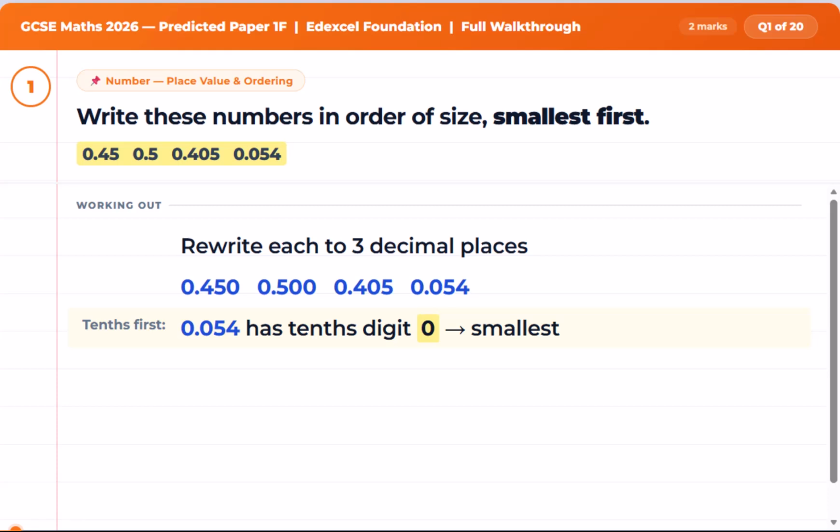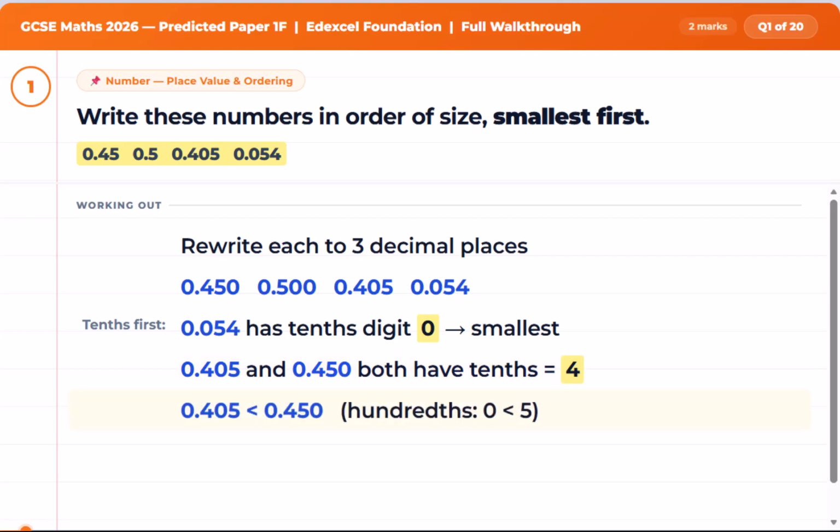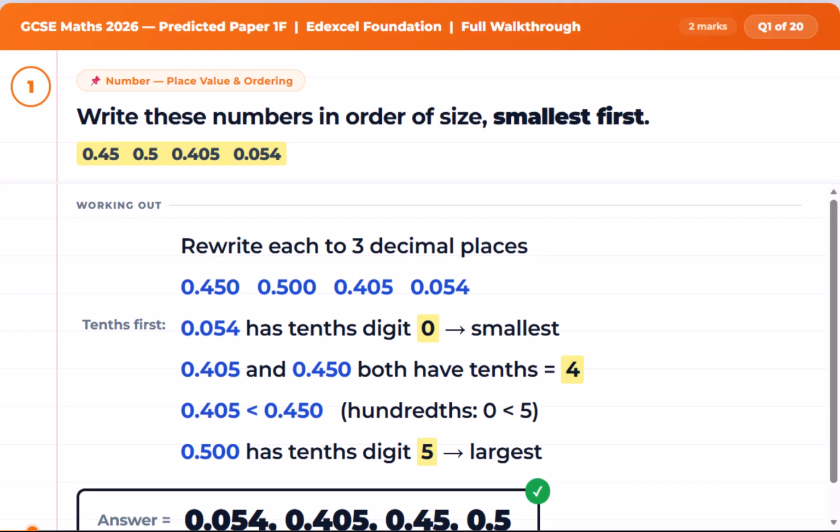0.054 has 0 in the tenths, making it the smallest. Both 0.405 and 0.450 have 4 in the tenths. Compare hundredths. 0 versus 5. In the hundredths column, 0 is less than 5, so 0.405 comes before 0.450. 0.5 has 5 in the tenths, the largest of all. The correct order smallest to largest is 0.054, 0.405, 0.45, 0.5.